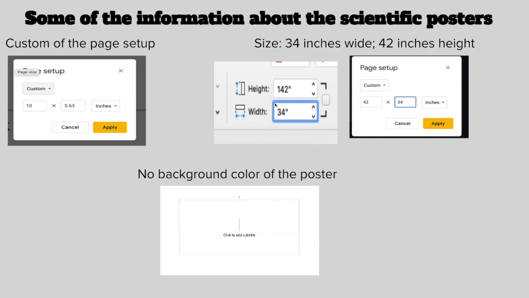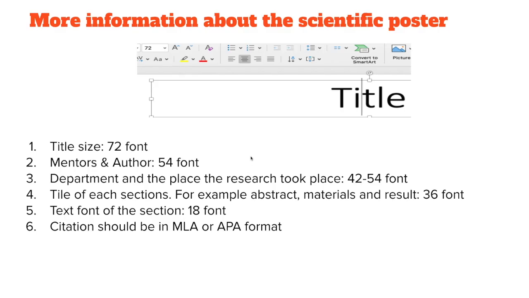On PowerPoint, you can see the height and the width section, it should always be 42 by 34 inches. So you change those numbers. And on Slides it is the same thing. For the background, it should always be black. I know people like to be fancy, but for a poster, you should be more professional than fancy. So keep that in mind. Those are some information that people should know before they make a poster.